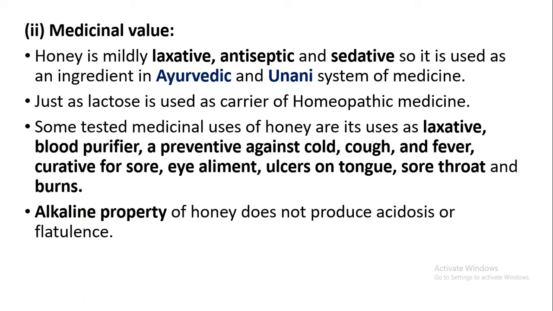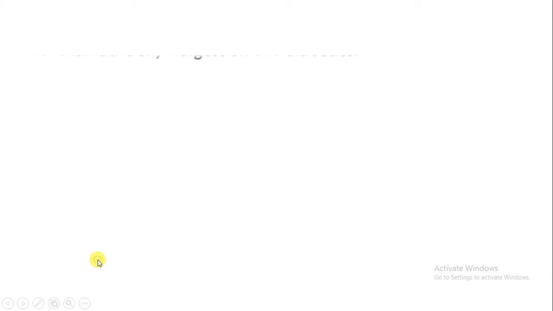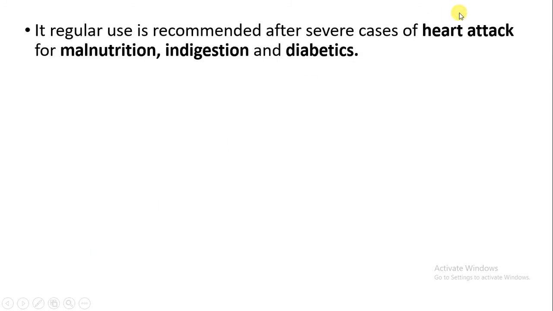और हनी जो है, it has an alkaline property, so it does not produce any kind of acidosis or flatulence. Flatulence मतलब building up gases. तो gases भी body में build up नहीं होते because it has alkaline property. Honey is also present in chawanprash जो कि बहुत ही important ingredient है. Further, it is also recommended that it helps to solve severe cases of heart attack, malnutrition.